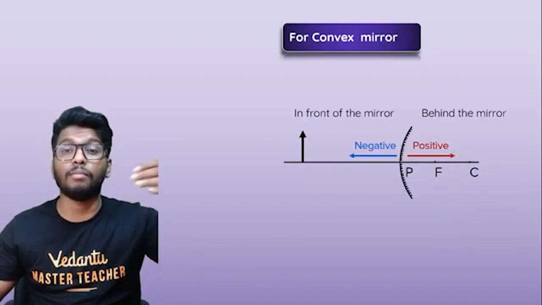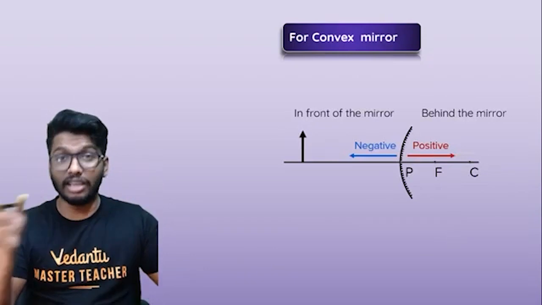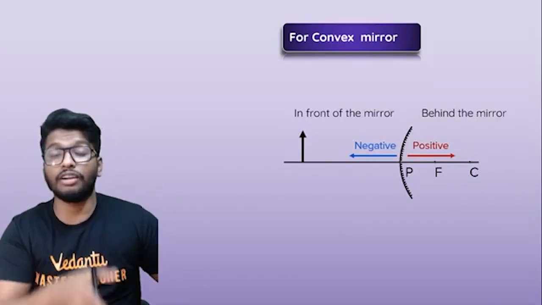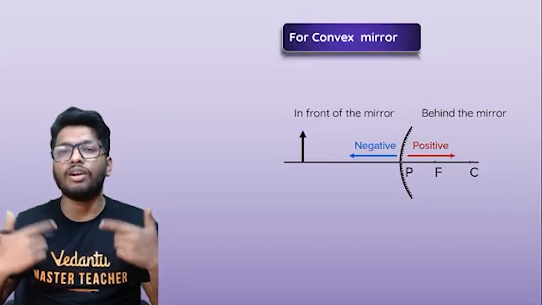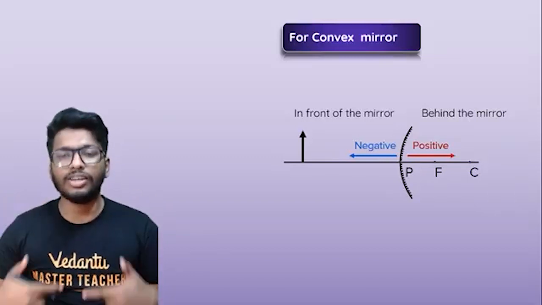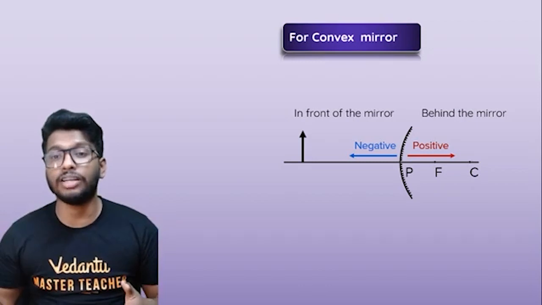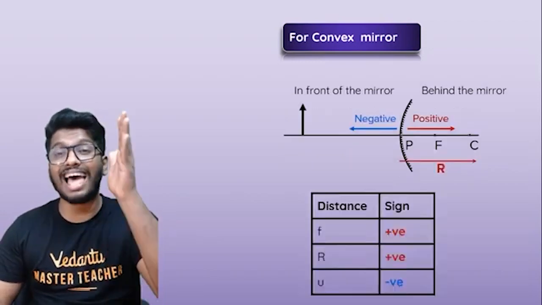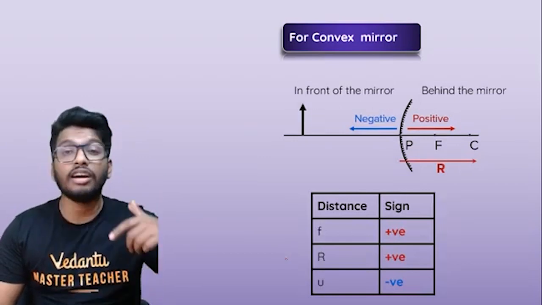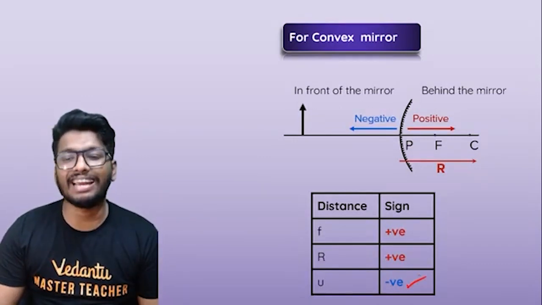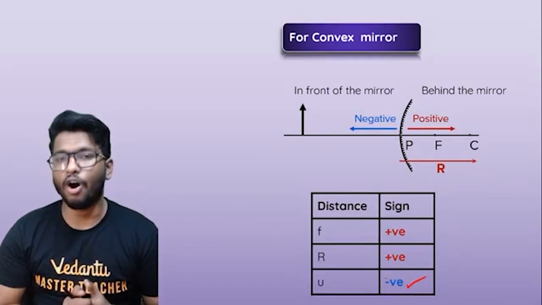On the other hand, if you talk about a convex mirror, here also the distance in front of the mirror is taken as negative, behind the mirror it's positive. But the thing is this, guys, in a convex mirror, the center of curvature and the focus lie behind the mirror. So the focal length and the radius of curvature would be positive, but the object distance would be negative because it lies in front of the mirror.